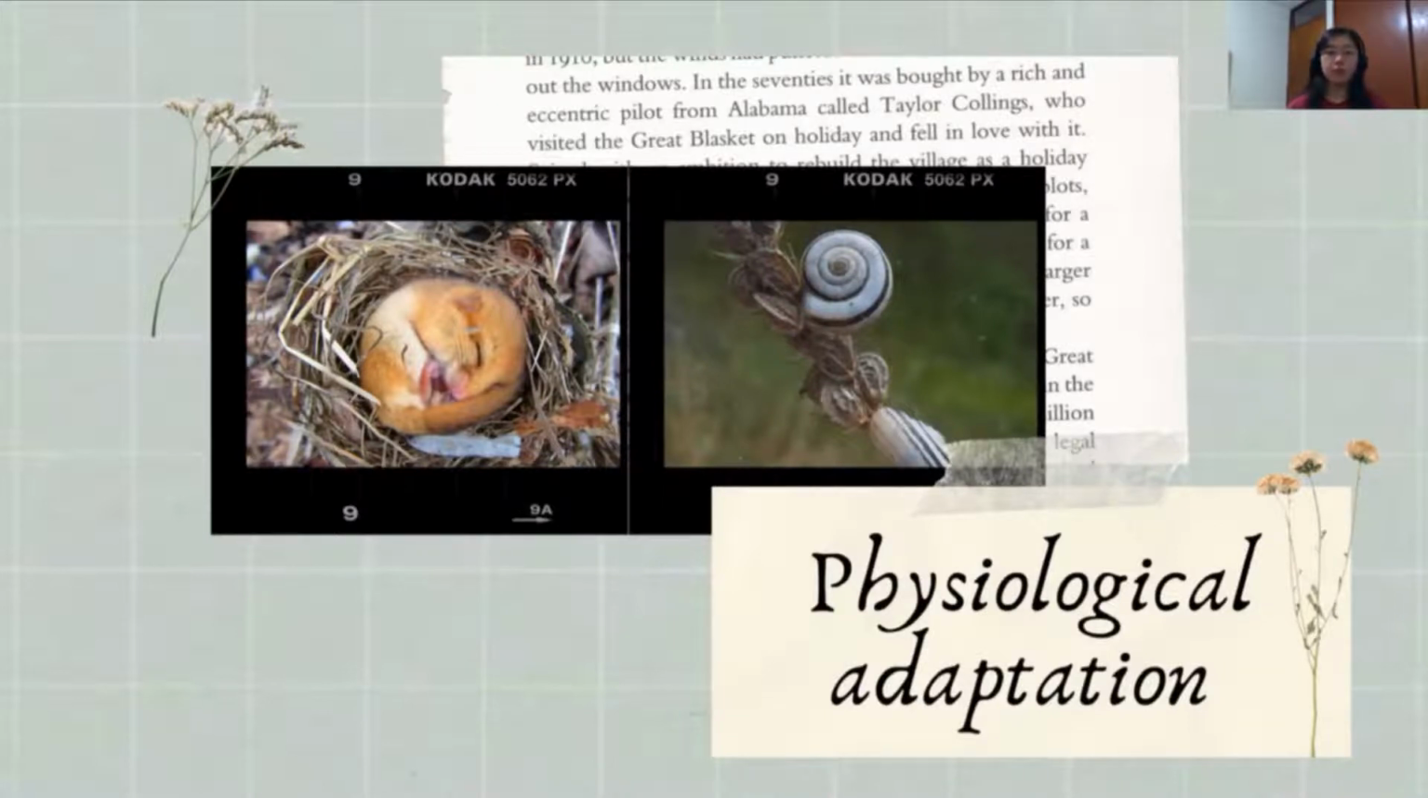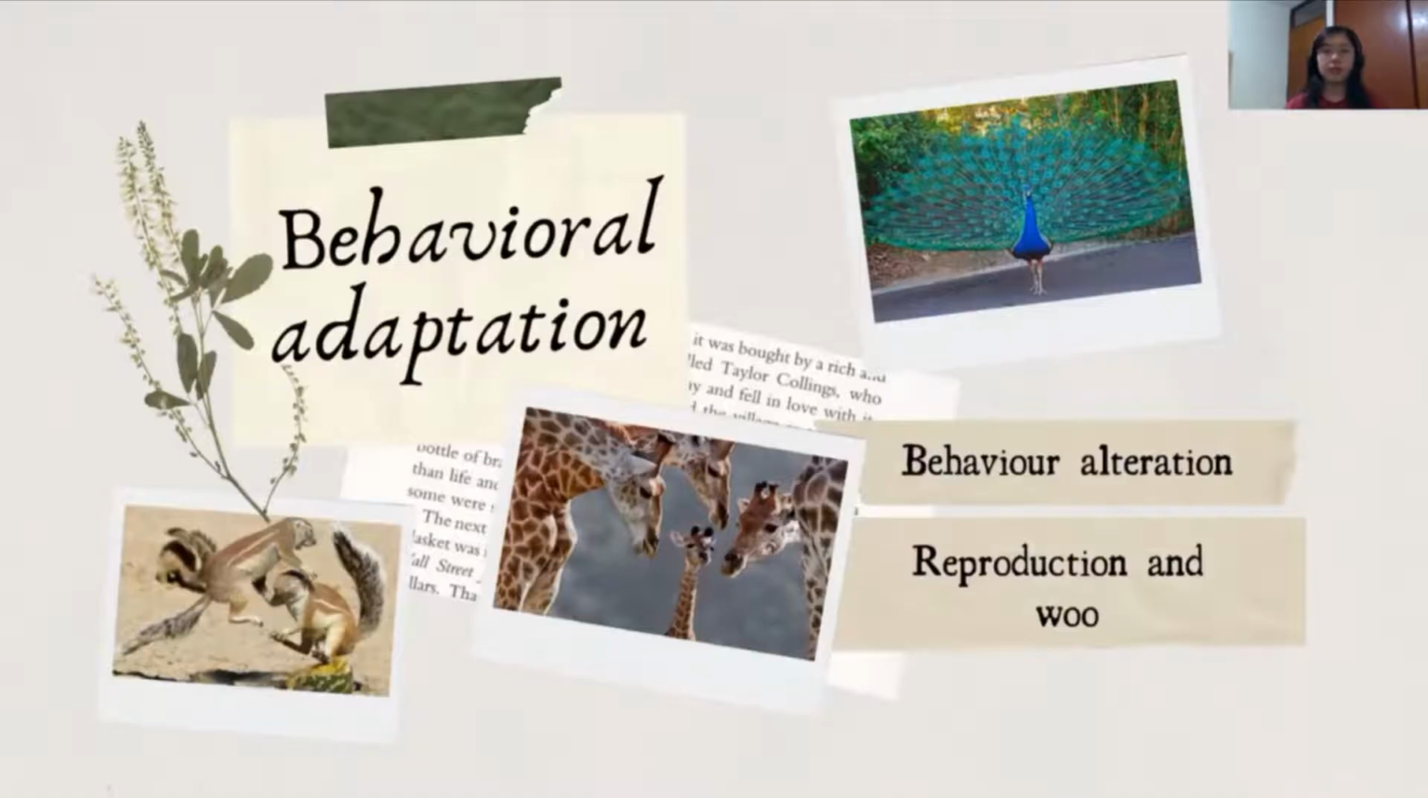The last type of adaptability is behavioral adaptation. This consists of the alteration in the habitual behavior of the animal, and there are different factors that cause that alteration, such as reproduction or food war.